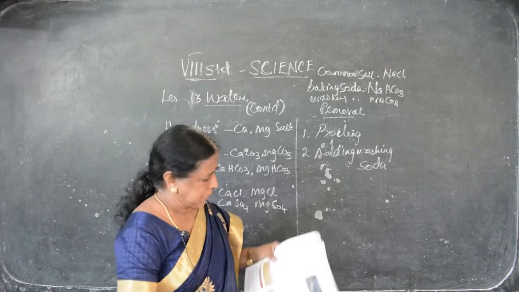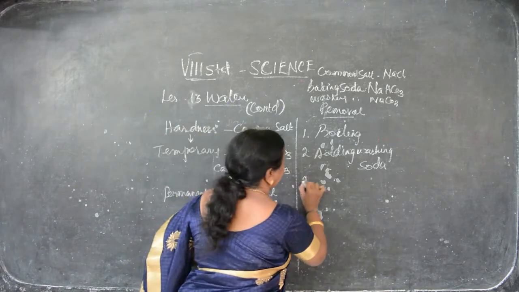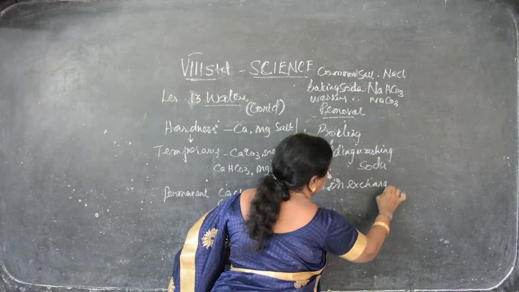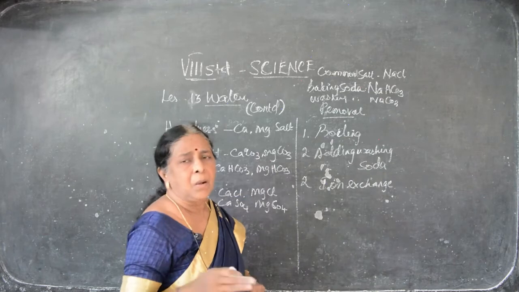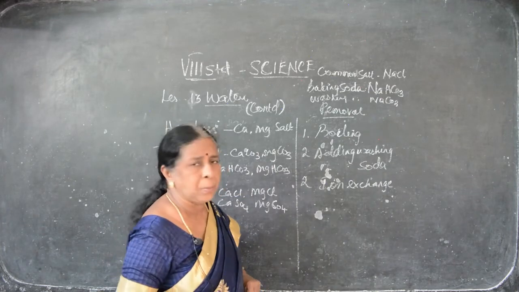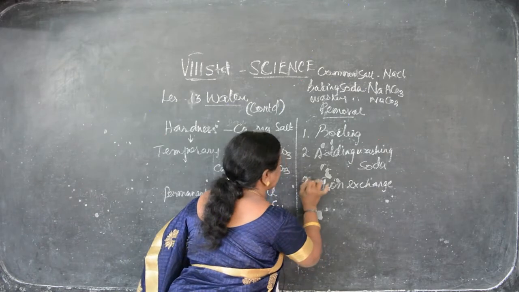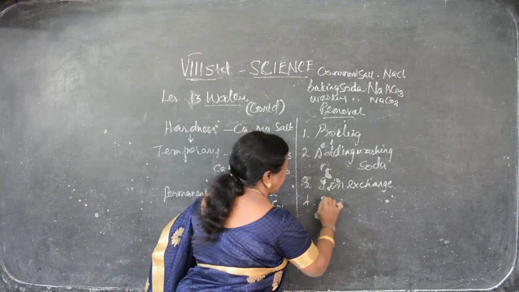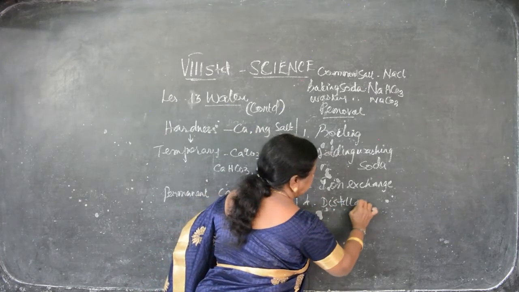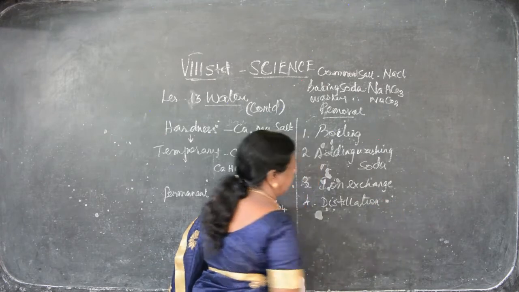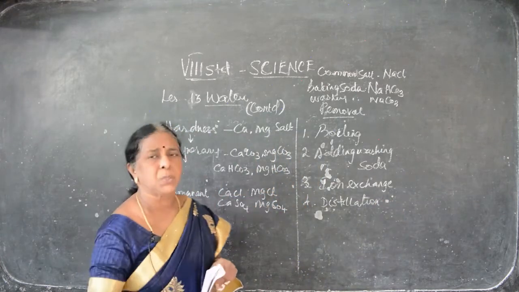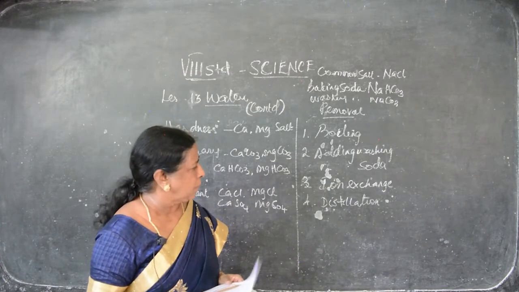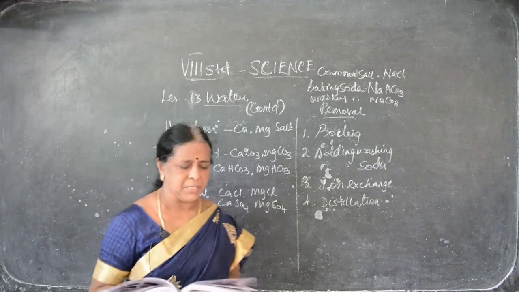First one is boiling. Second one is adding washing soda. Third one is ion exchange. Ion means what? It is a charged particle. Ion is a charged particle, either a negative ion or a positive ion. And fourth one is distillation. Distillation, first you have to boil the water, then you have to filtrate. So the 4 ways of removal: one is boiling, adding washing soda, ion exchange, and then distillation.